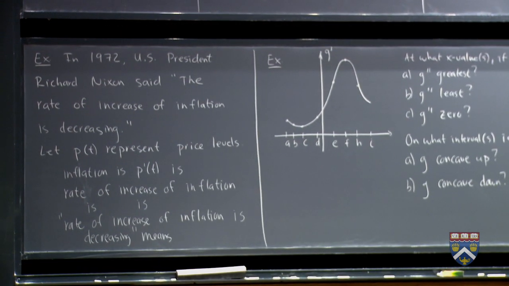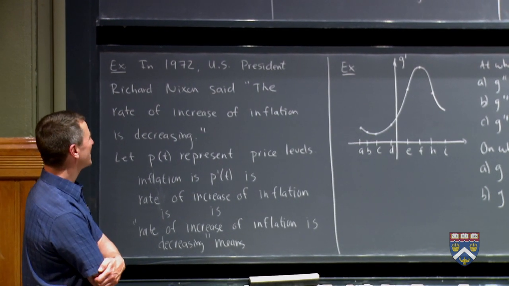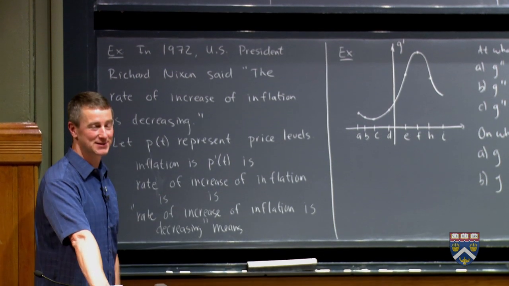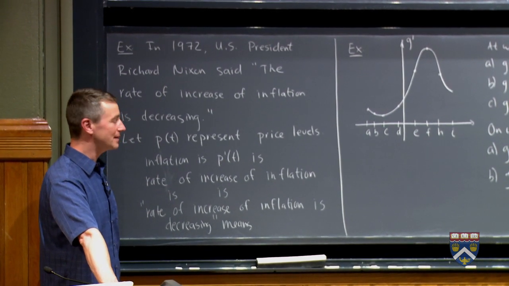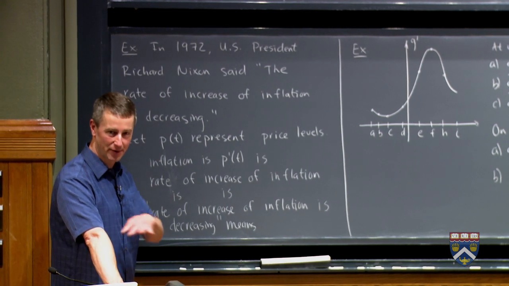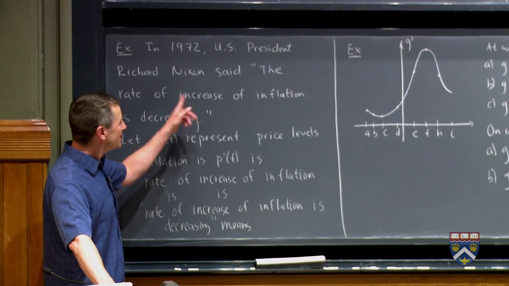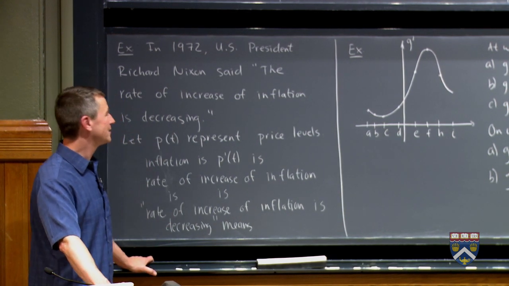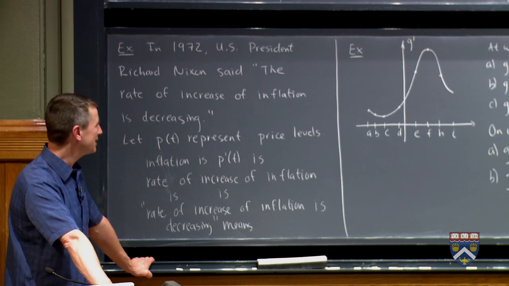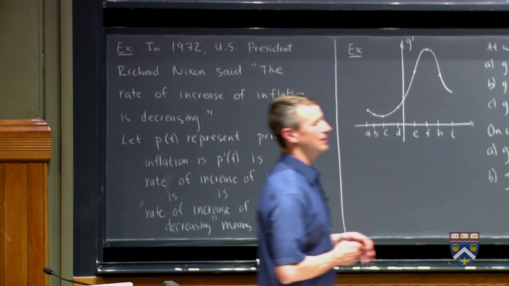And sometimes they include information about even more, although it's a little tricky to figure it out. So in 1972, when the United States President Richard Nixon was running for re-election, at the time the country was going through some terrible inflation. Inflation means that prices are rising very rapidly. He said the rate of increase of inflation is decreasing. Let's figure out what that meant.